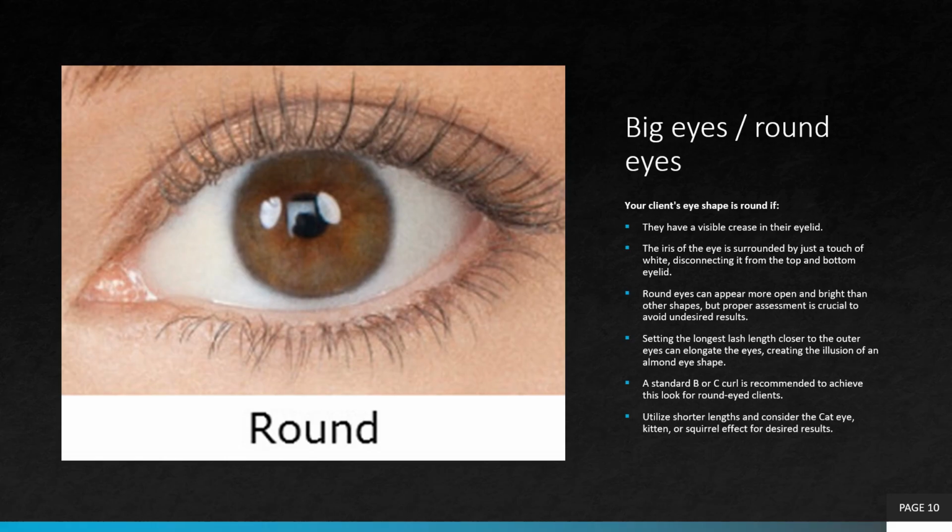A standard B or C curl is usually recommended for clients with round eyes, as these curls provide the right amount of lift without making the eyes appear overly rounded or wide. Additionally, using shorter lengths can further refine the look. For those seeking a specific style, consider using a cat eye, kitten, or squirrel effect, which are excellent options for achieving a tailored, flattering result for round-eyed clients.